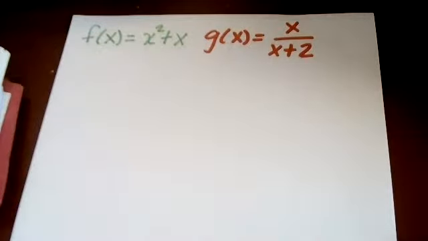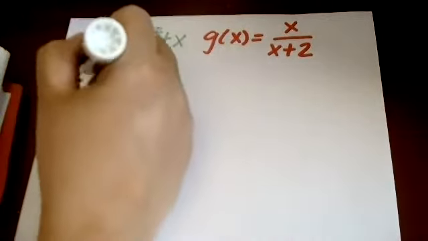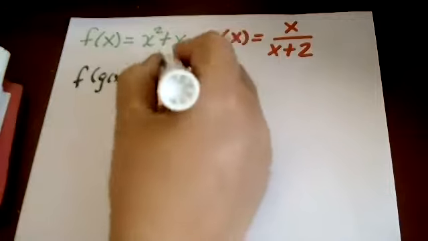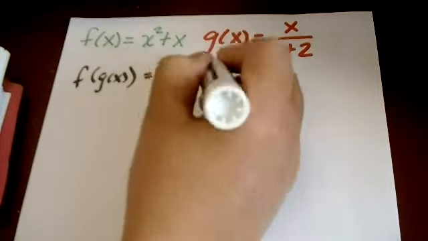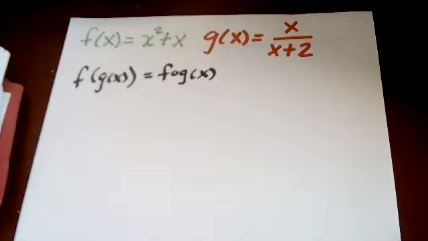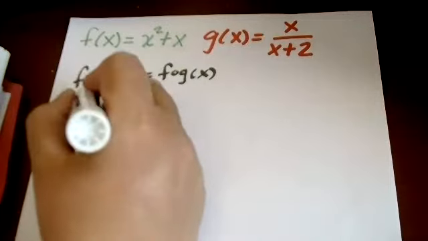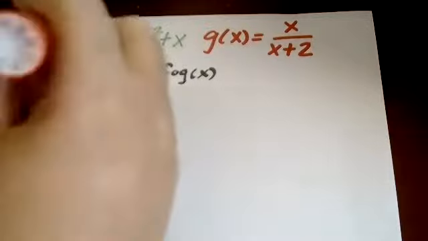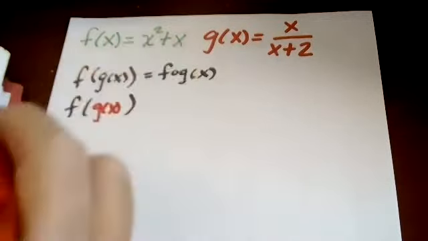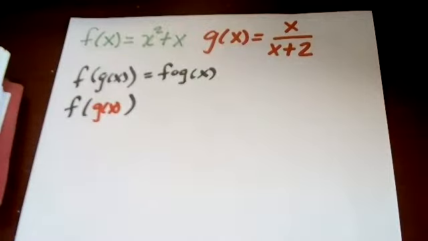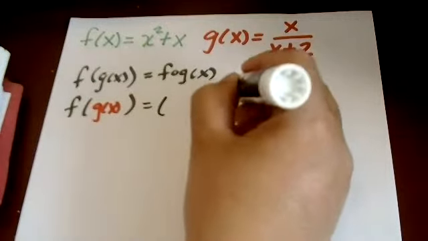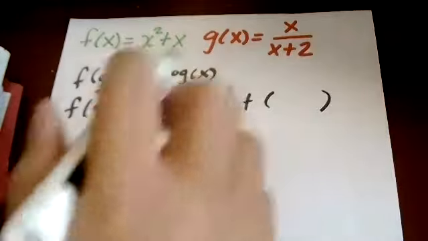I'm trying to find f of g of x, which of course is the same as f composed with g of x. So recall, when you do something like this, the x values in the f function are going to be replaced with the g function.